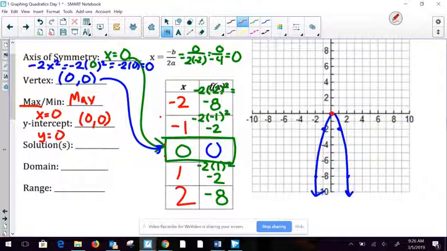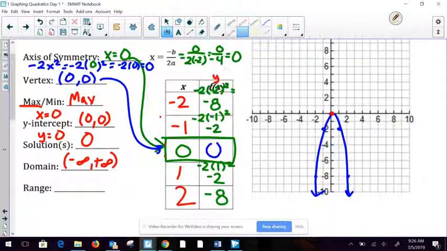Your solutions, oh, that's another fancy word for x-intercepts. That's where y is equal to 0. So where's the spot in your table where y is 0? Now it says f of x, but remember that's y. So, oh, that's when x is equal to 0. My domain every single time. Good, -infinity to +infinity. And then finally my range, the bottom.